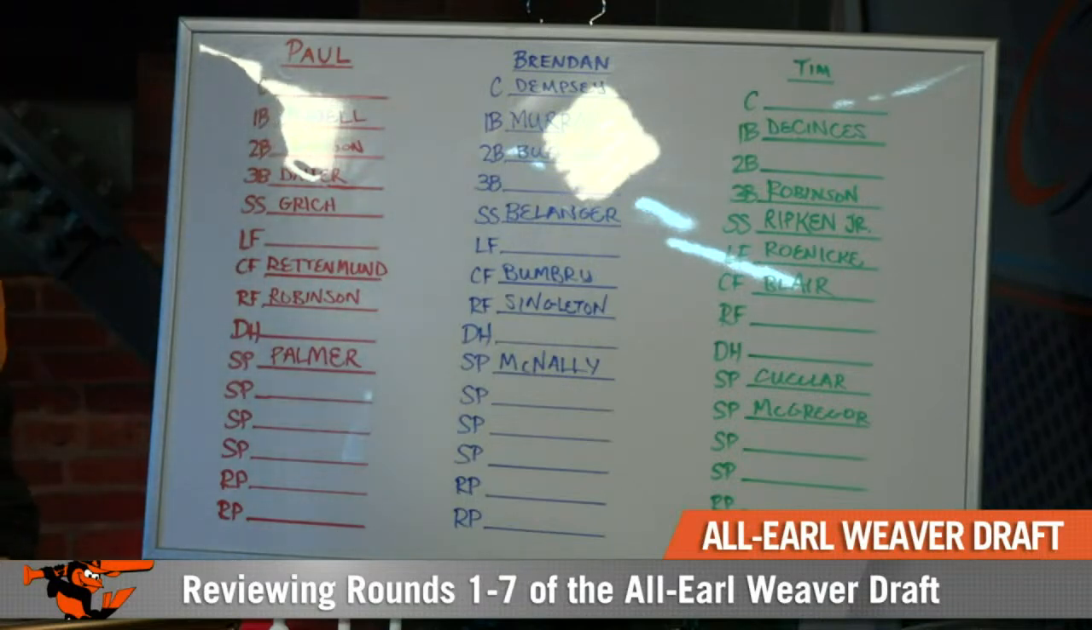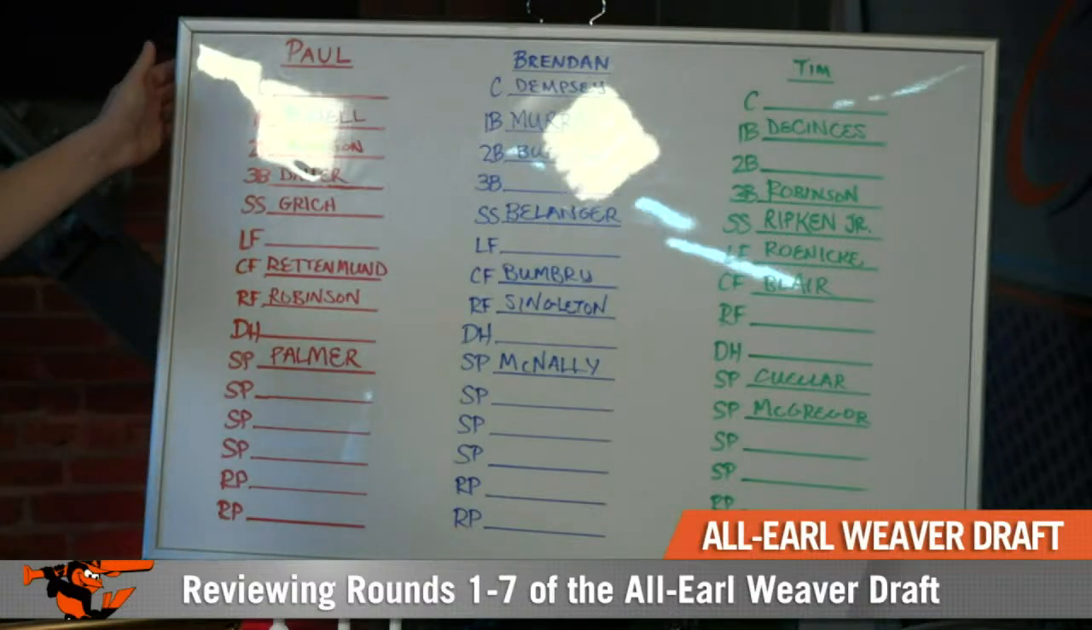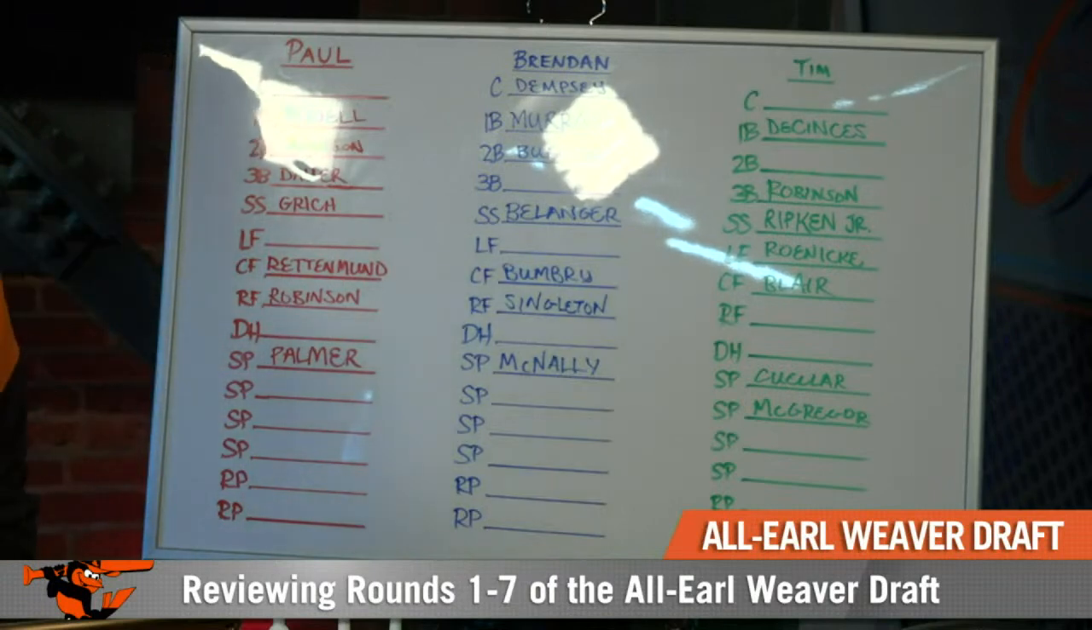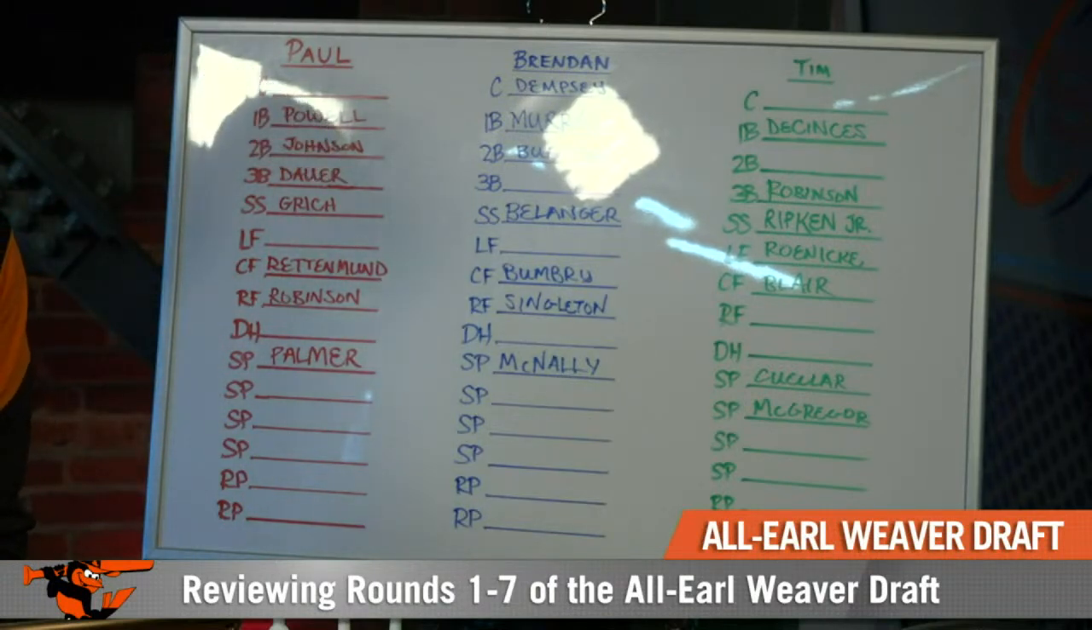Brendan, you took Eddie Murray with your second overall pick. What does the rest of your roster look like? Yeah, catching, I've got Rick Dempsey. Like you mentioned, Eddie Murray is holding down first base. Don Buford, my starting second baseman. Mark Belanger, the great defensive shortstop. Al Bumbry in center field, Ken Singleton in right, and then Dave McNally, the ace of my rotation.